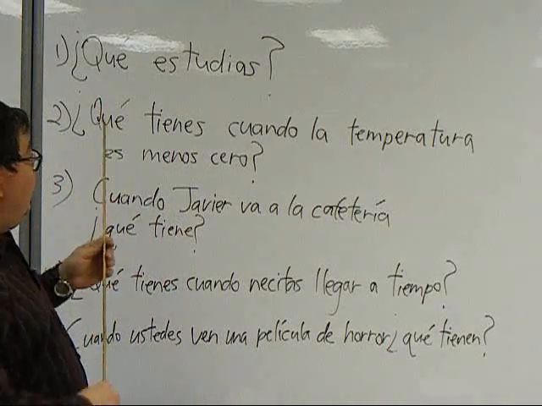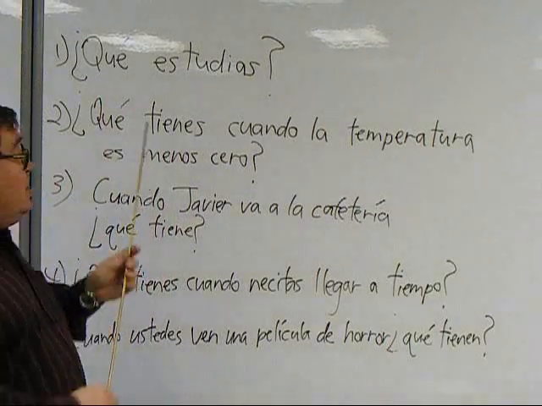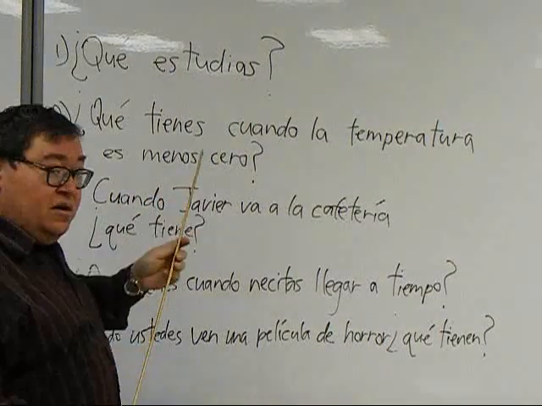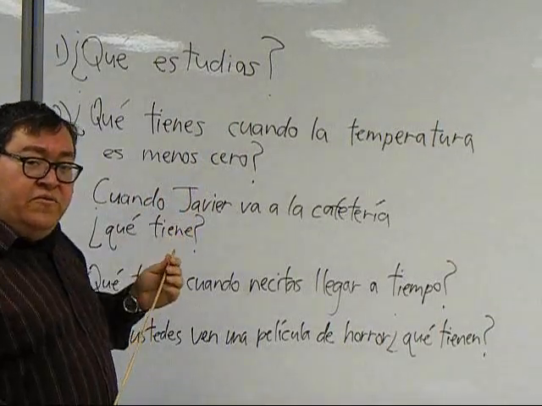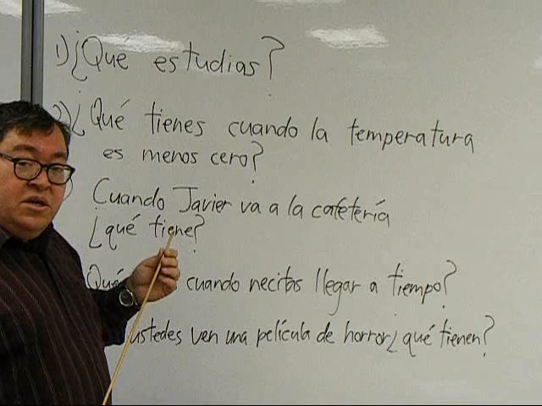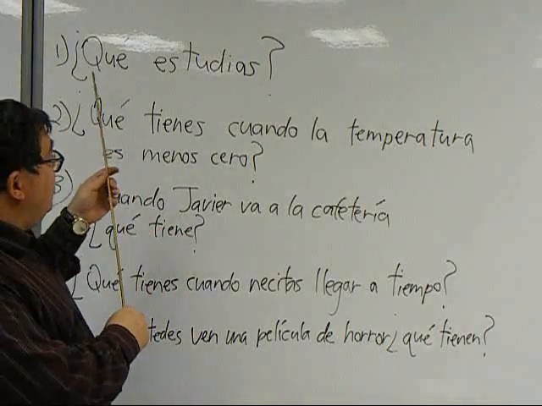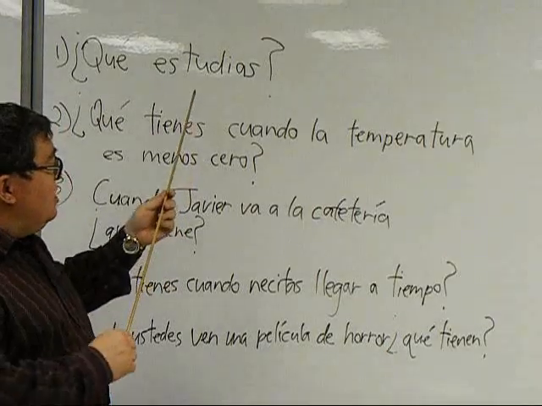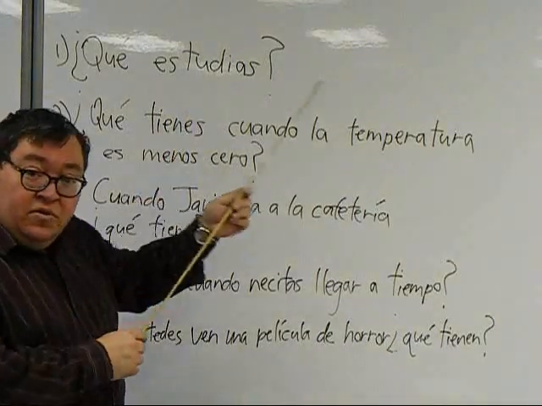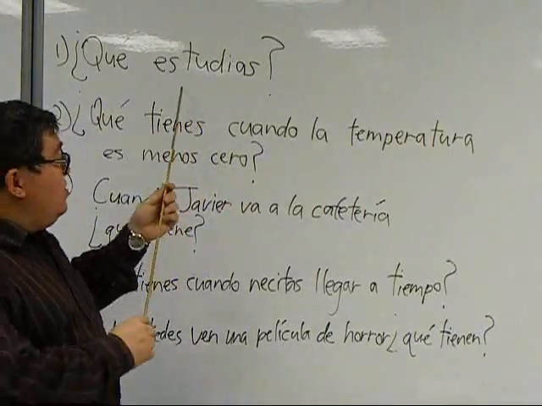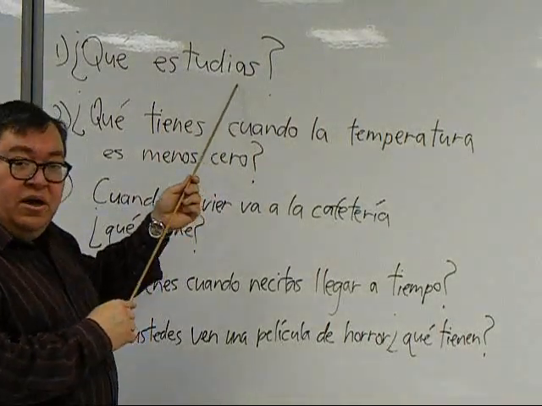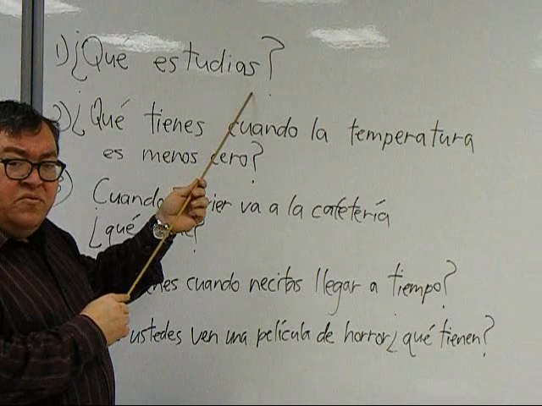For example, in number 1, I have ¿Qué estudias? Estudias is your clue there. See that -as on the end? That means that's the tú form of the verb estudiar, to study. And the question then is, what are you studying, or what do you study? And so the answer would be, I study, and then whatever classes you're taking. So you have the tú form here, and you need to respond with the yo form of the verb.